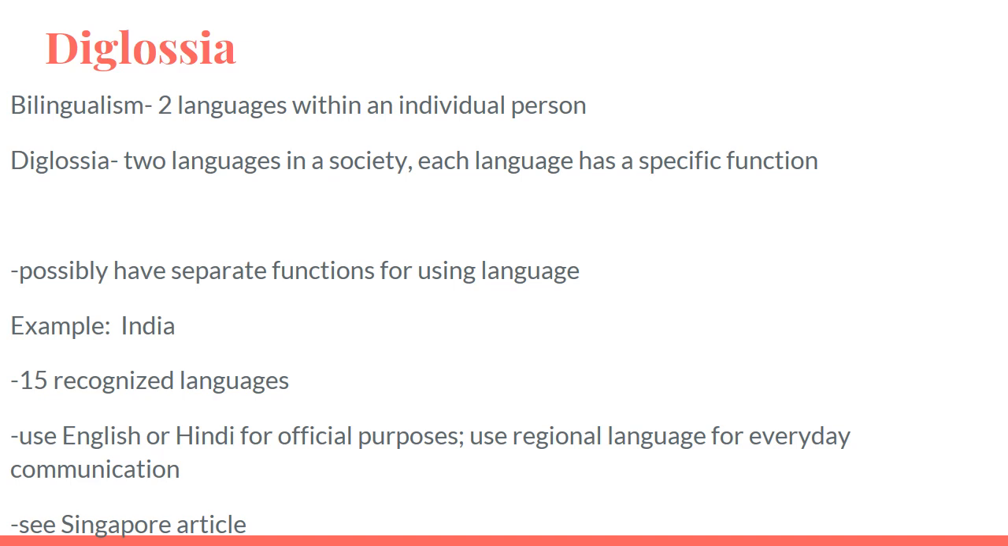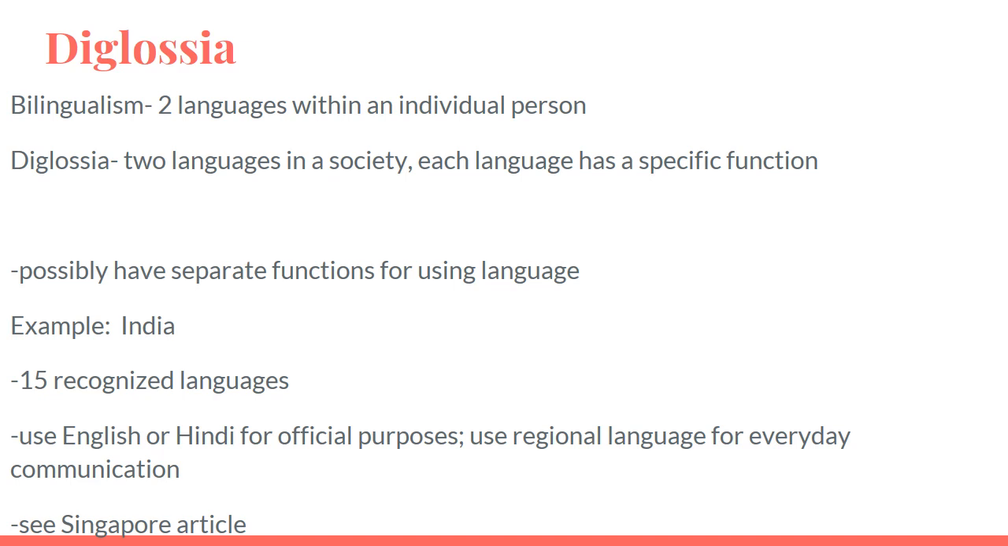But in India, the official languages are English and Hindi. They are used in the academic setting, in the business setting, and the political setting. And then many times the native language of the specific region will be used for everyday communication, social communication, and everyday small-size business.